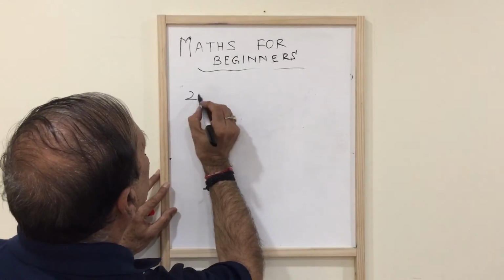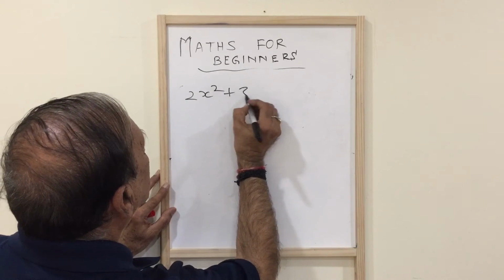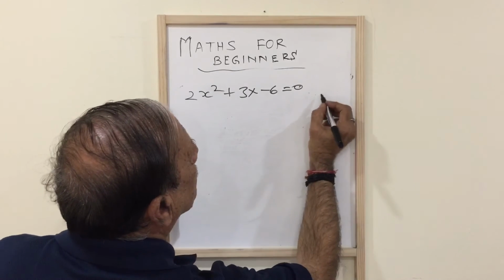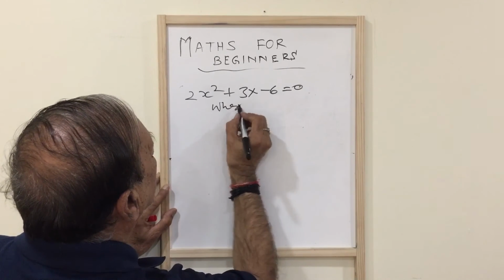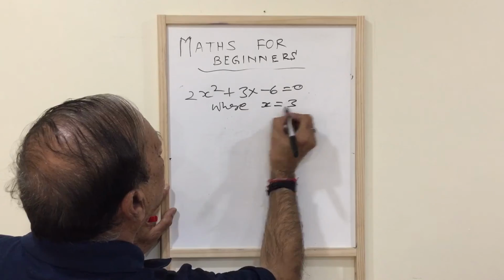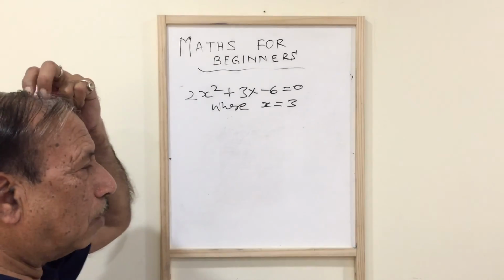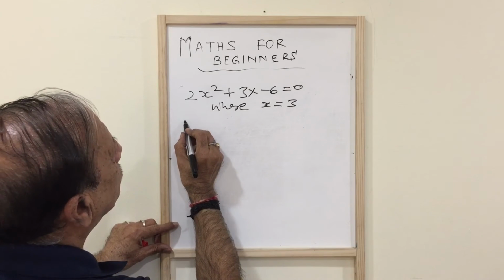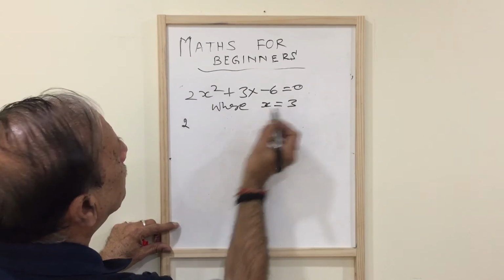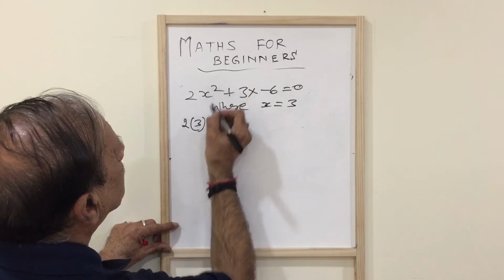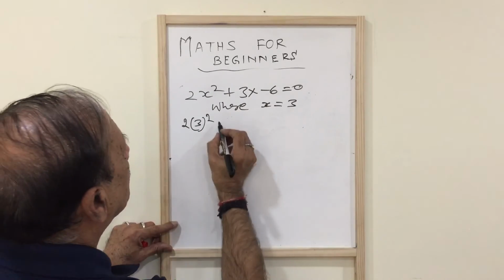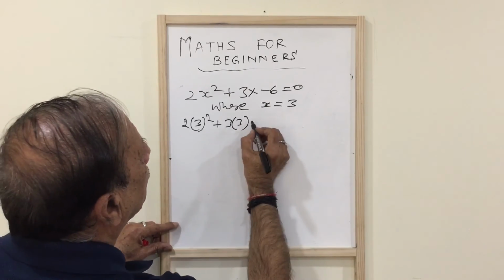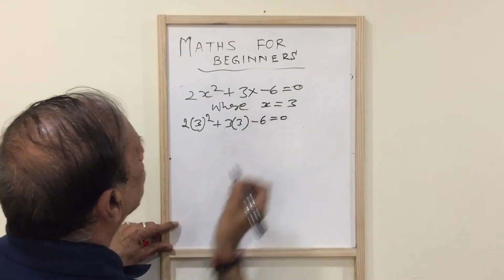In a similar way, I'll take another example of an equation. Suppose I'll take 2x square plus 3x minus 6 is equal to 0, where x is equal to 3. So we can see how we can substitute the value over there. In this equation, 2 times x square, x is 3, so we'll write 2 times 3 square plus 3. X is 3, we multiply by 3, and minus 6 is equal to 0.